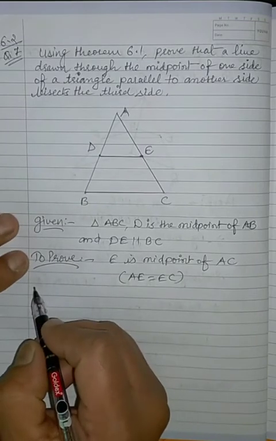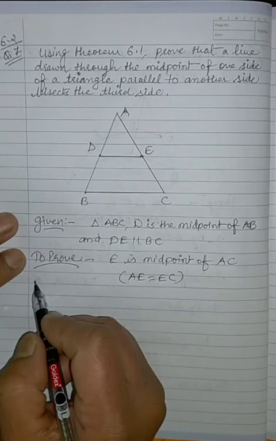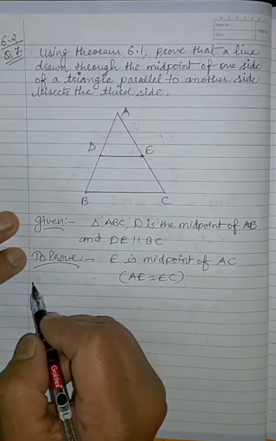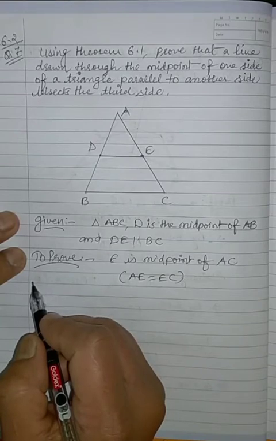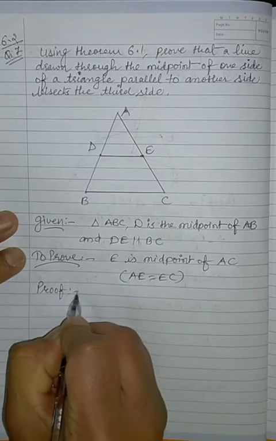You must remember that in 9th class when we proved this theorem we did some construction, but here construction is not required. We will only use the basic proportionality theorem, and for that sufficient hints are available here.